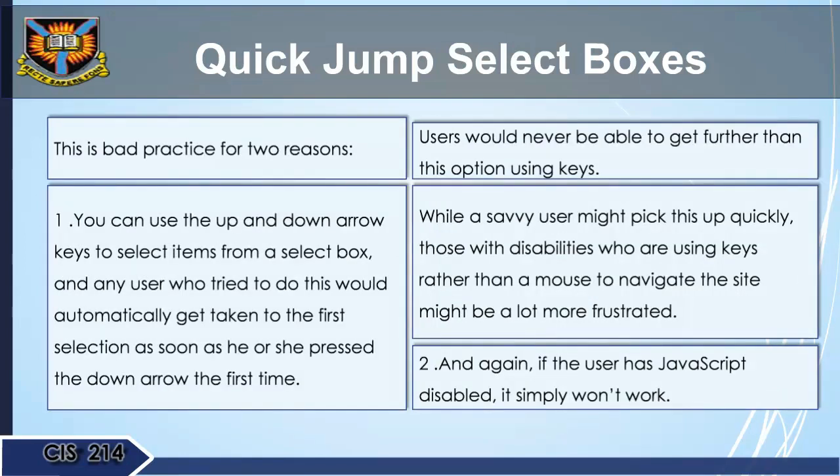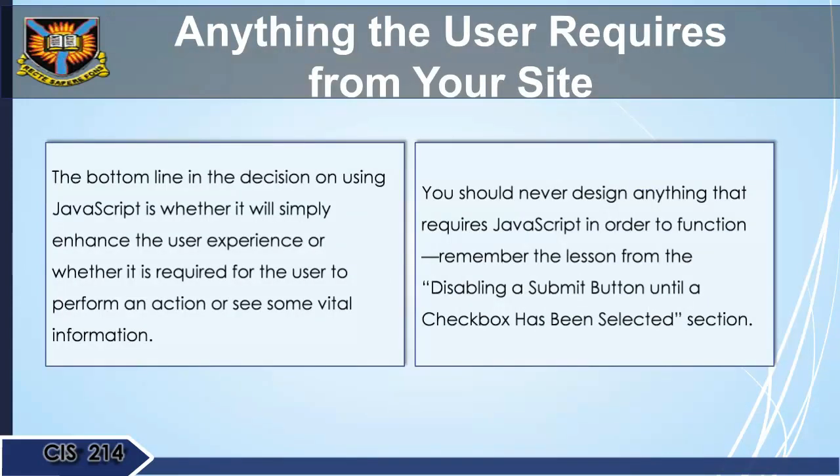This is bad practice for two reasons. 1. You can use the up and down arrow keys to select items from a select box, and any user who tried to do this would automatically get taken to the first selection as soon as he or she pressed the down arrow the first time. Users would never be able to get further than this option using keys. While a savvy user might pick this up quickly, those with disabilities who are using keys rather than a mouse to navigate the site might be a lot more frustrated. 2. And again, if the user has JavaScript disabled, it simply won't work anything the user requires from your site.